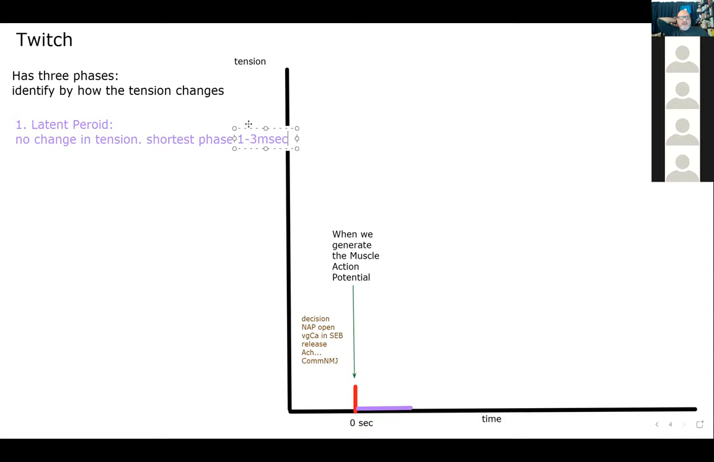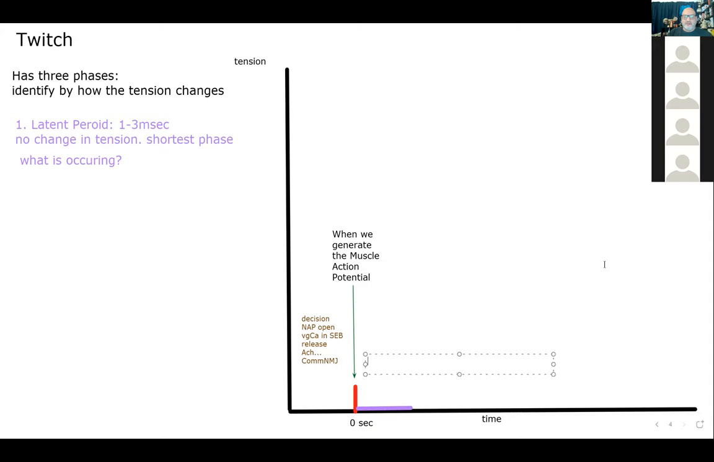Why don't you think that there's any change in tension during this period of time? What is occurring? We've generated the muscle action potential. Why isn't the cell instantly producing tension? There you go, exactly. We have to spread that muscle action potential across the sarcolemma, down the transverse tubules, depolarizing the sarcoplasmic reticulum, opening voltage-gated calcium channels, releasing calcium, right? That calcium has to bind to the troponin, changing the shape of the troponin, moving the tropomyosin out of the way. What did we call all of that process? Excitation contraction coupling. Yeah, exactly. And that's exactly what's happening during this period of time.